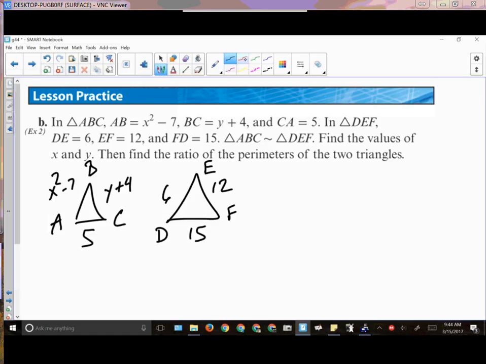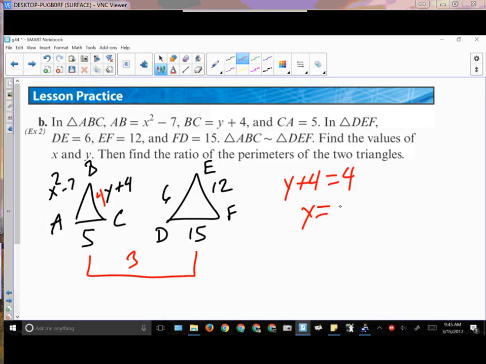Okay, so you're saying here that these two go together, right? And it's a 3 deal, right? So if I know that this is 15, to get to 5, I got to divide by 3, correct? So would I know exactly what I'd have to have over here? What would it be? 4. So this side here should be 4. So that means that y plus 4 has to be equal to 4. So what's y equal to? 0.